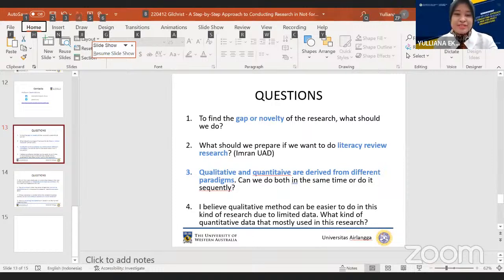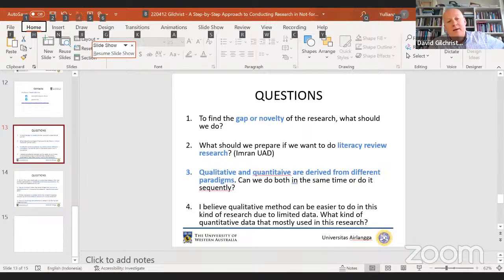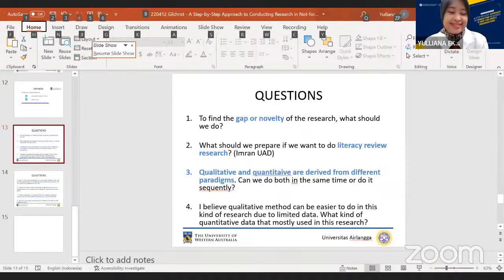Okay, thank you, David. So we need to collect the data from the literature review and also from the company, what they need, actually. I think so. Yes, thank you. And number two, it is actually related to question number one. What should we prepare if you want to do literature review research? What should you prepare? Yes, for literature review research.